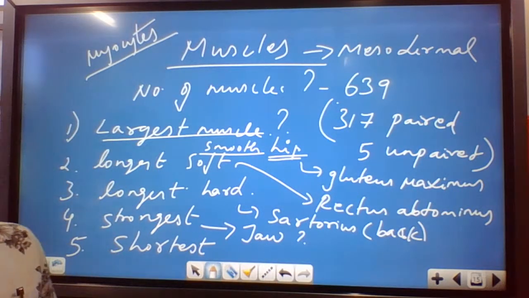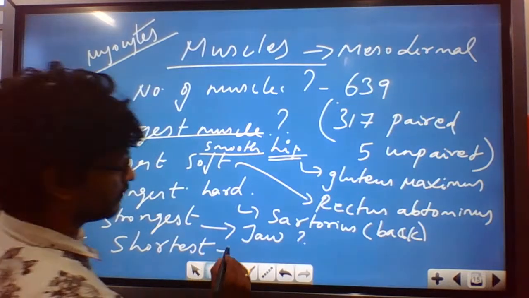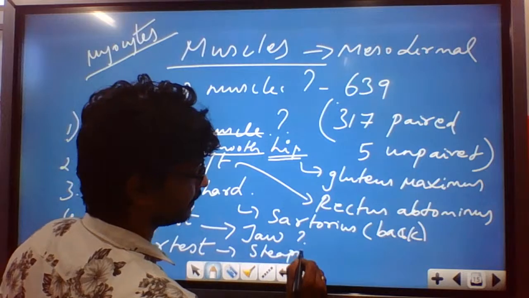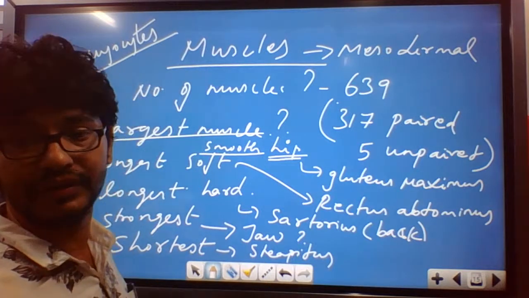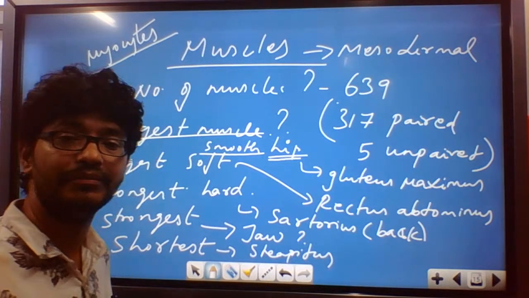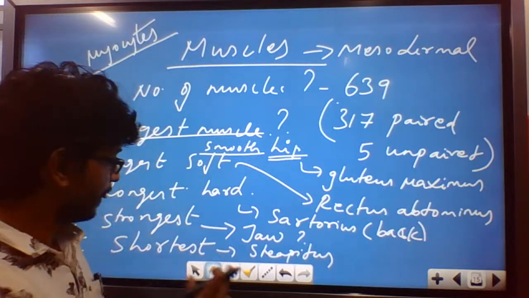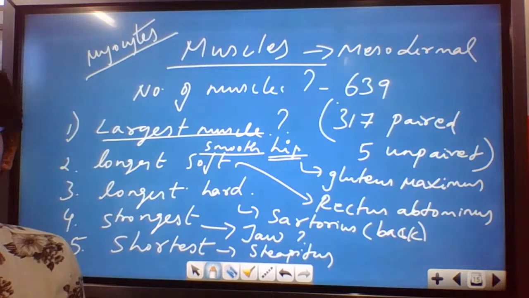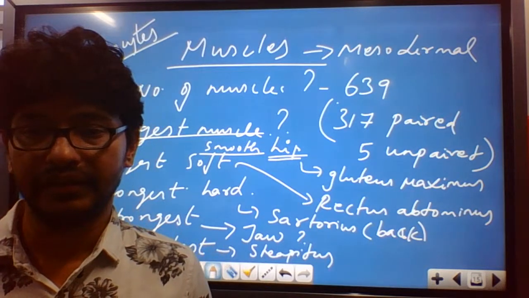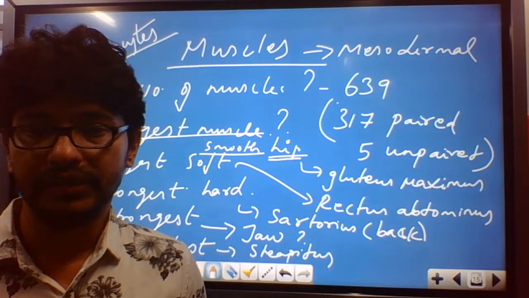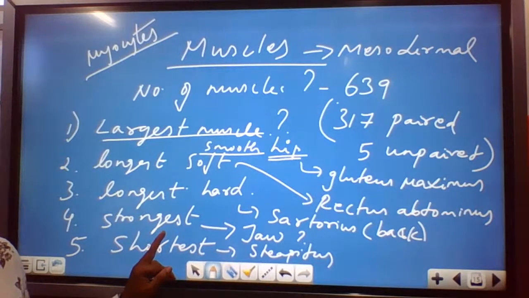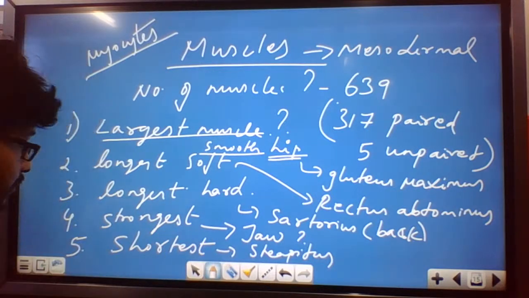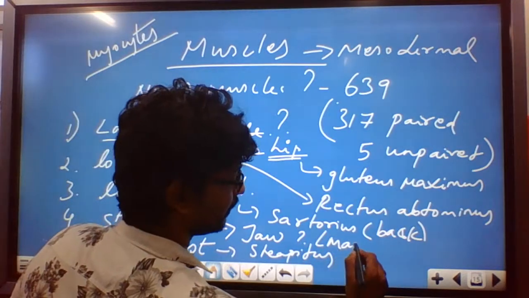And the shortest muscle is the stapedius muscle. It's the stapedius in your ear part, right? You will study the middle ear bones, malleus, incus and stapes. Where you could see the shortest muscle, that is the stapedius muscle. One of you answered correctly. The answer for the strongest muscle in the jaw part is the masseter. Masseter is the name of the muscle.